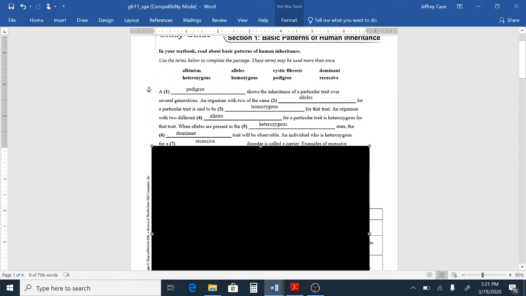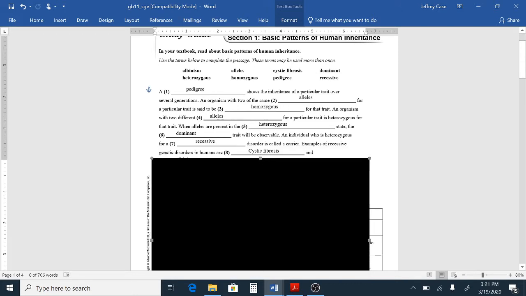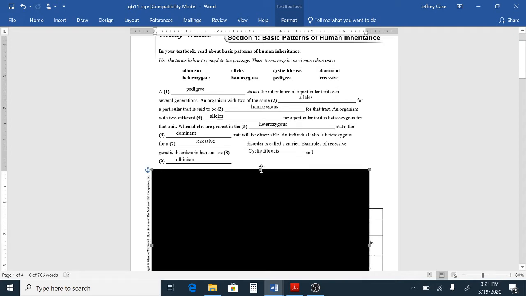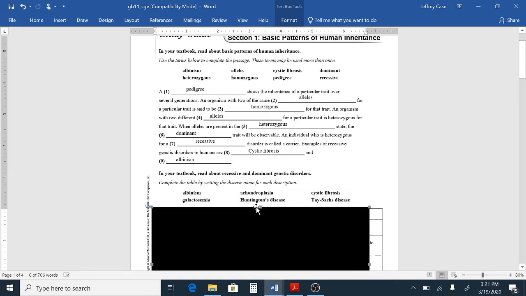An individual who is heterozygous for a recessive disorder is called a carrier. Examples of recessive genetic disorders in humans are cystic fibrosis and albinism. Those are the two examples we referred to in the notes. And obviously 8 and 9 can be switched. They don't have to be in that specific order.